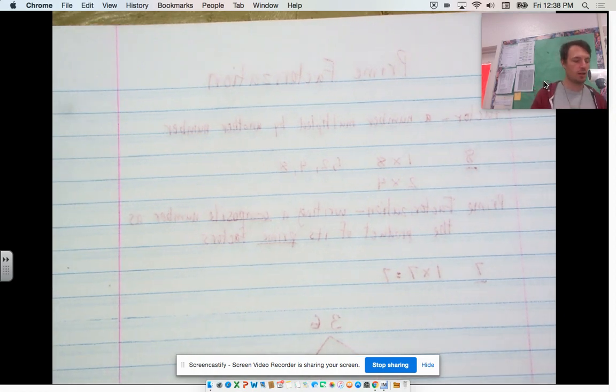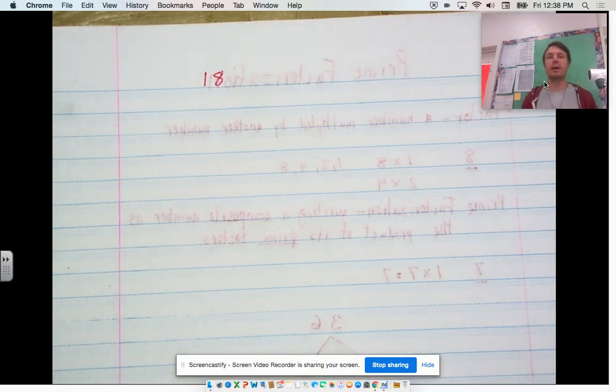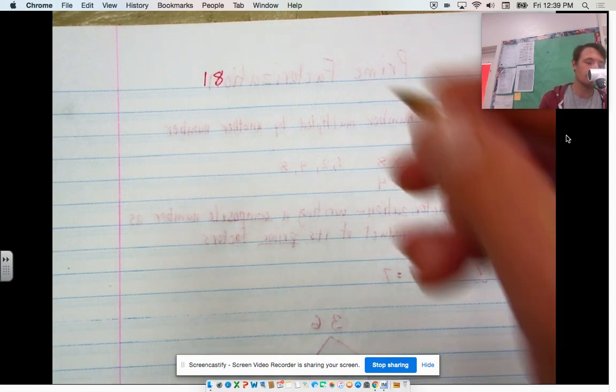Let's try doing it for the number 18. Now, why don't you go ahead and pause the video and do this one independently? And then you can press start on the video, watch me do it, and you can see if you did it correctly or not. Okay, hopefully you followed those directions. Hopefully you paused the video and you tried to do the prime factorization for 18 independently. And now let's correct it together.